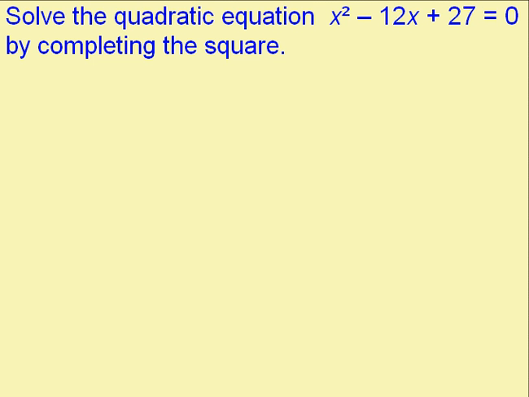Here's one for you to try. Press pause and have a go. When you're ready for the answers, press play.